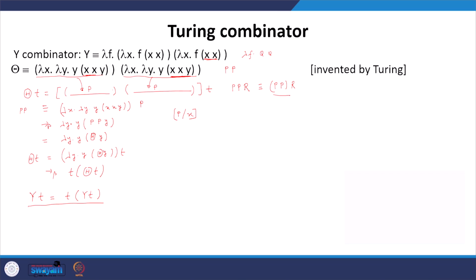Let us go through the proof once again. The first point to be noted is that PPR is not P(PR), it is (PP)R, because of left associativity. That is why we did PP first. When we did PP, we could substitute it with our theta. We substituted it here, then we did theta t. So, Y t equals t Y t, or we can replace Y by theta: the Turing combinator gives t theta t. So, we have obtained two combinators, Y and theta.